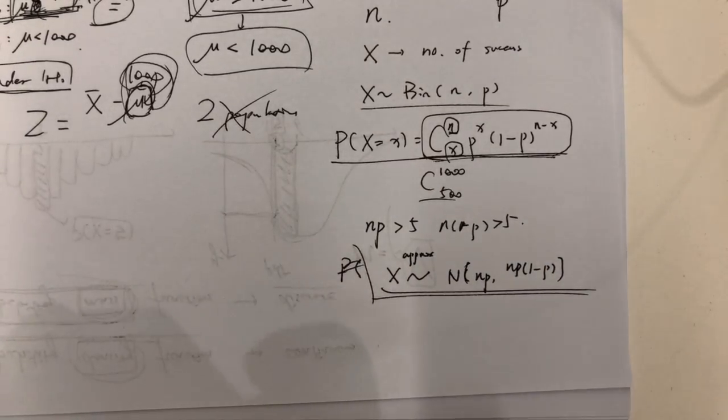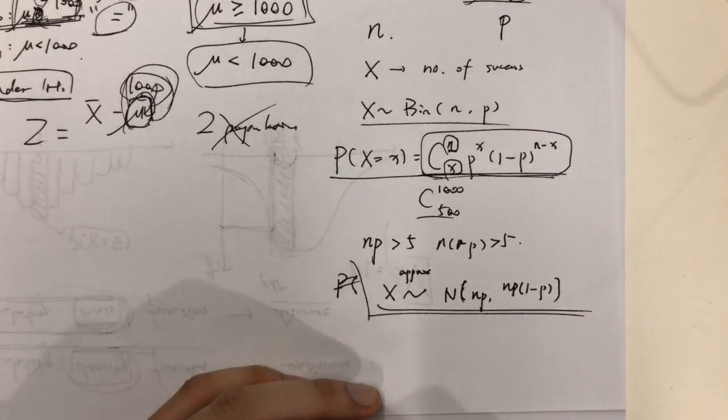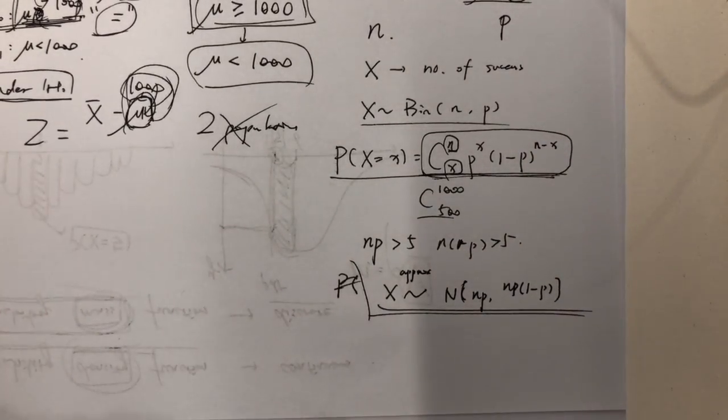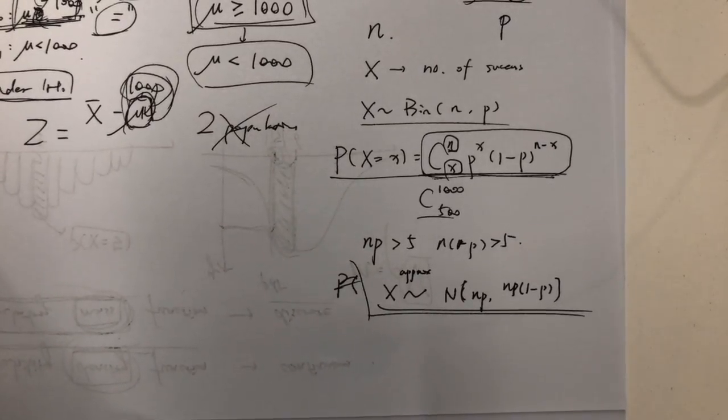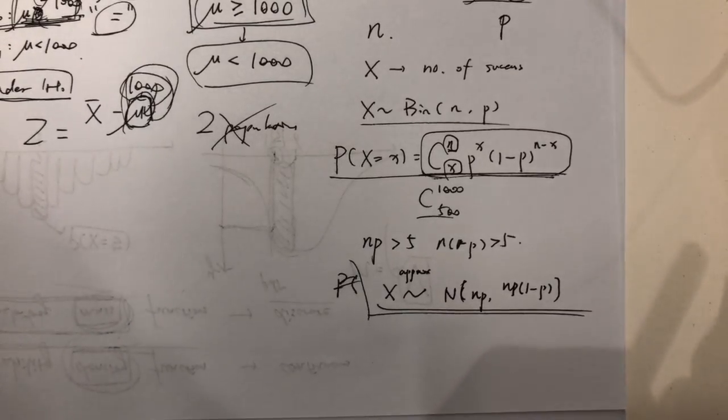But don't worry, if it is in your exam, it will tell you explicitly that you need to use the normal approximation to calculate the binomial probability, okay? So hopefully it answers your question. If not, please ask follow-up questions here, okay?